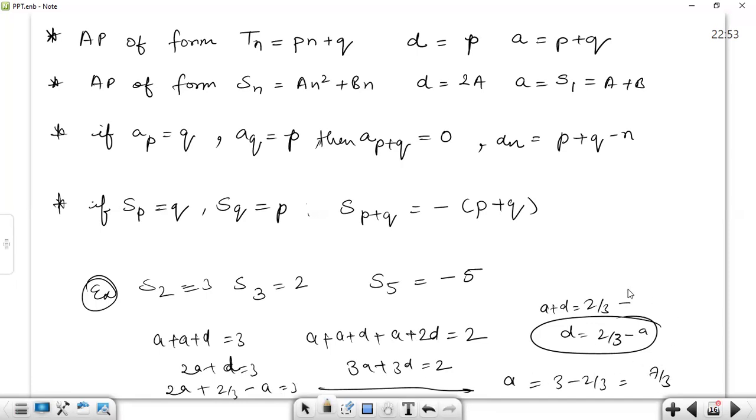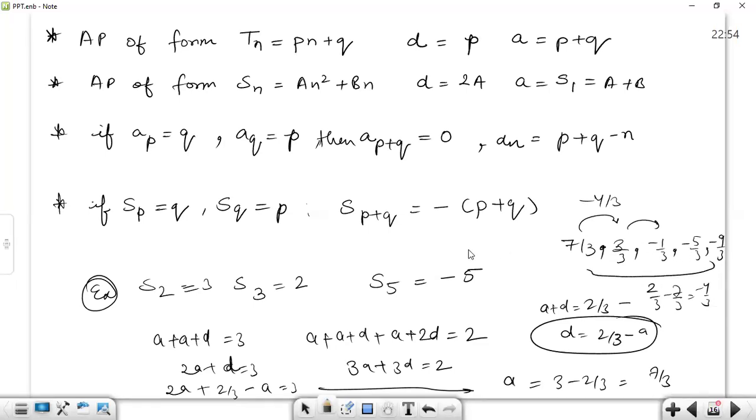So the first term a is 7 by 3 here, and the difference is 2 by 3 minus 7 by 3. That becomes minus 4 by 3. The difference is minus 4 by 3. If we subtract minus 4 by 3 from 7 by 3, it becomes 3 by 3. If we further subtract minus 4 by 3, that becomes minus 1 by 3. If you further do it, then it becomes minus 5 by 3. If you further do it, minus 9 by 3. So these are the 5 terms.